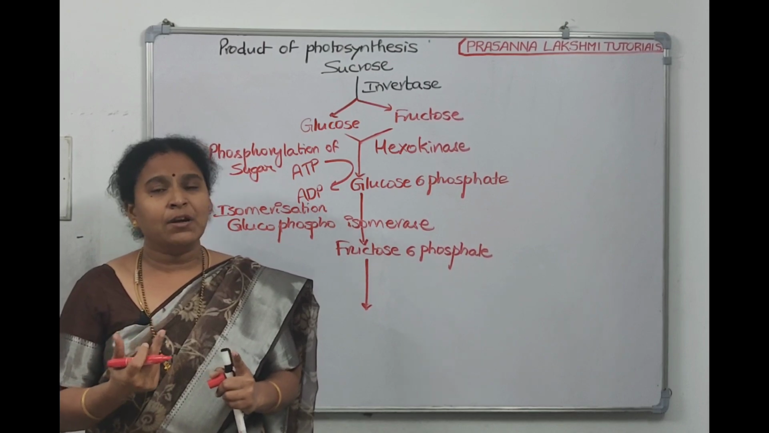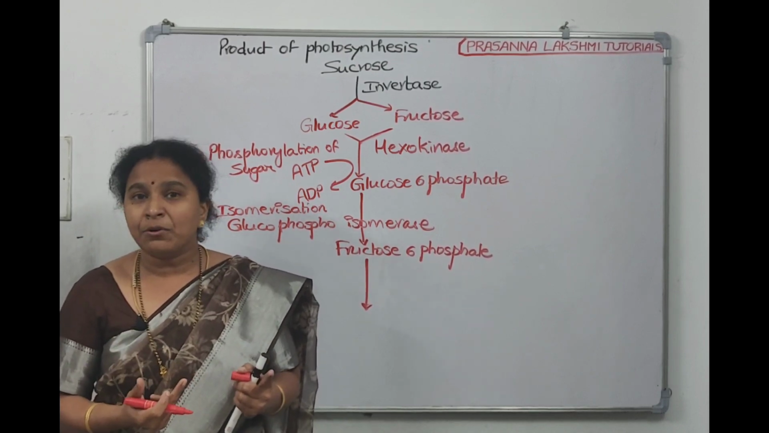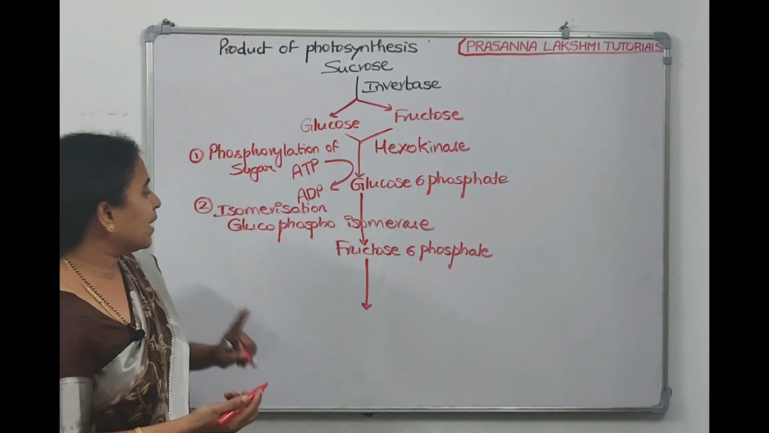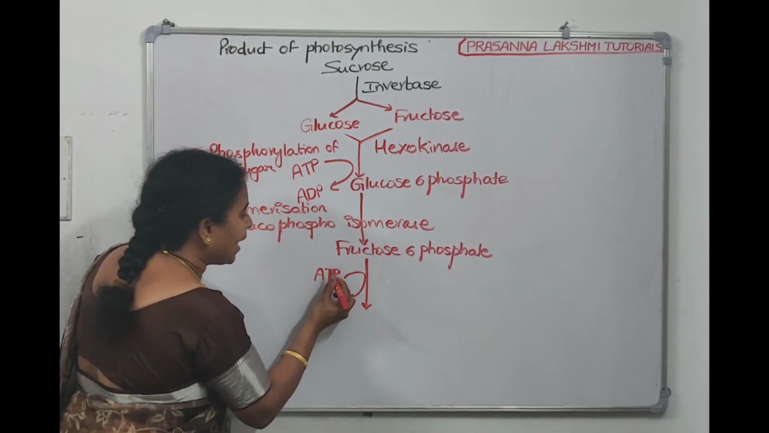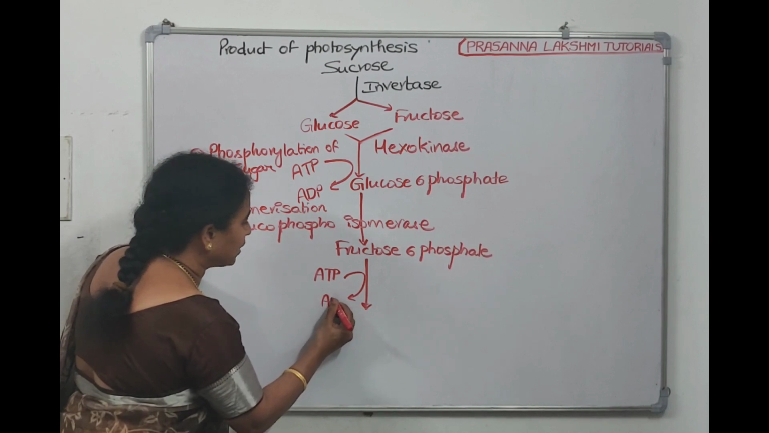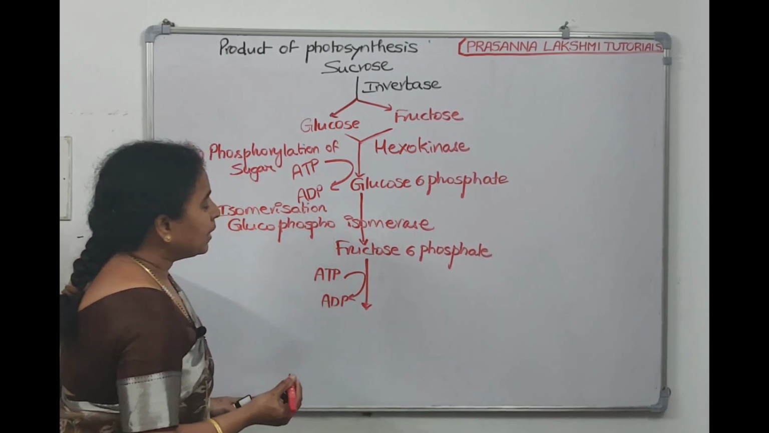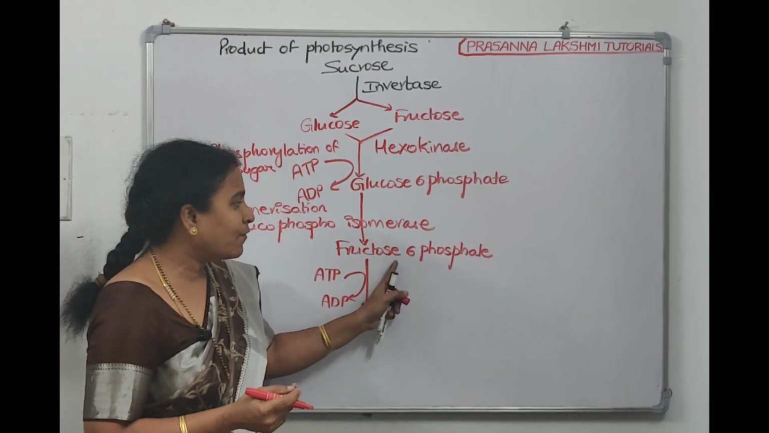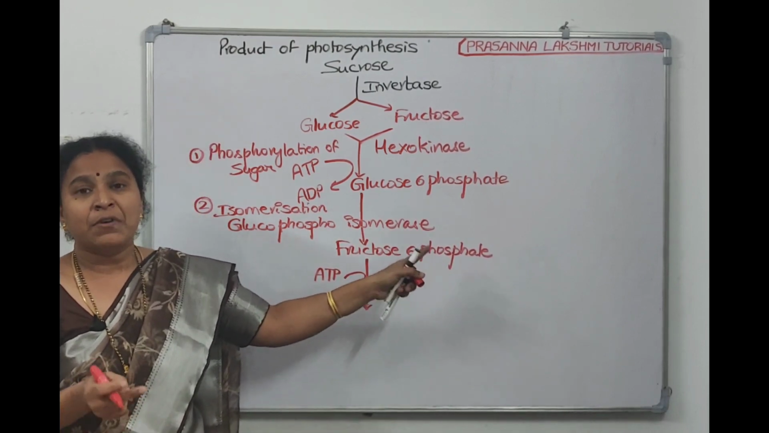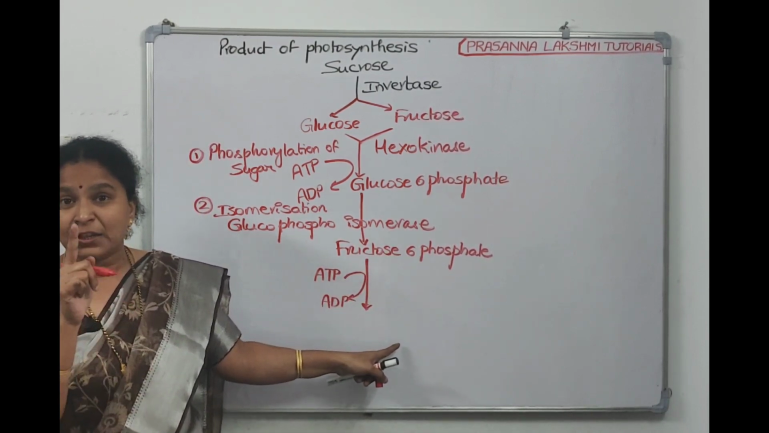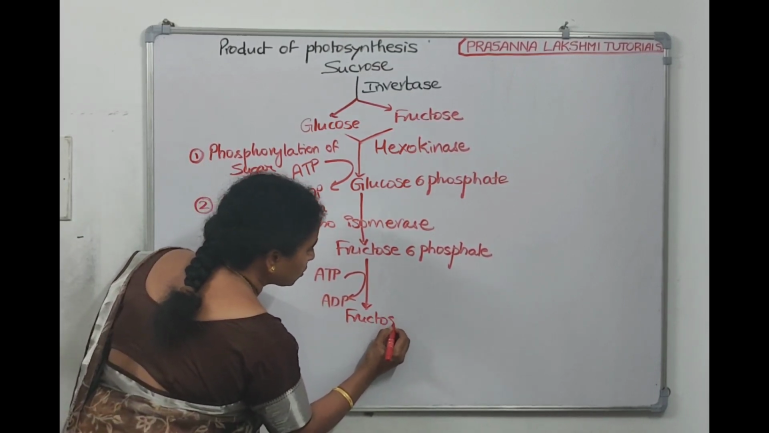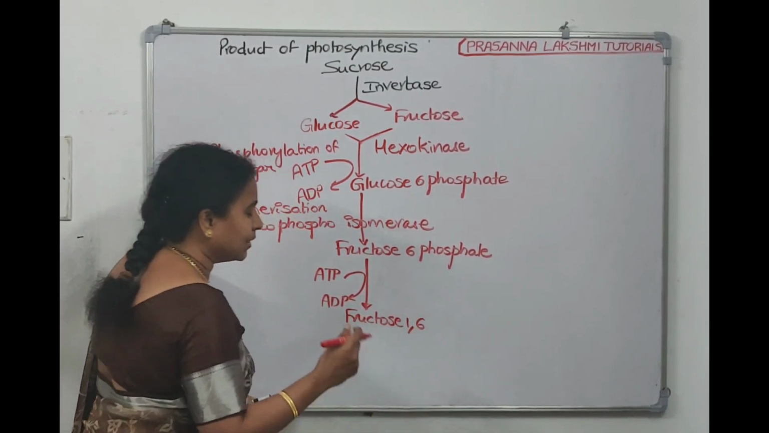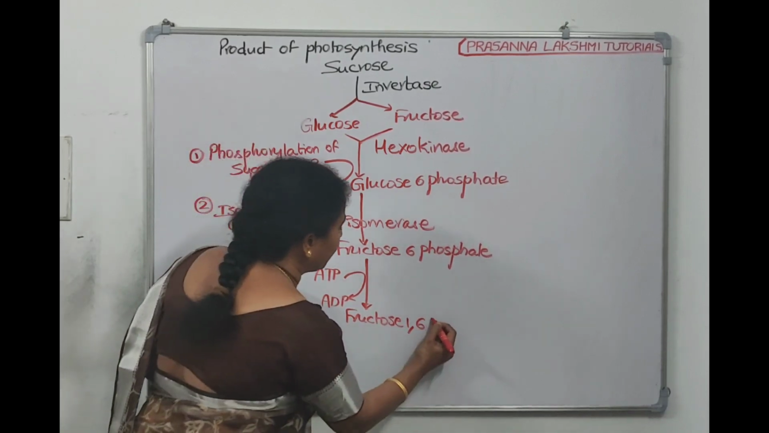Now again, whenever phosphate is needed, who will come to donate the phosphate? ATP will come to donate the phosphate. So here the ATP molecule will come. After giving off the phosphate to fructose, ATP becomes ADP. Then the fructose, which already has phosphate at the 6th place, takes an extra phosphate at the 1st place. So then it becomes fructose 1,6 diphosphate or bisphosphate.